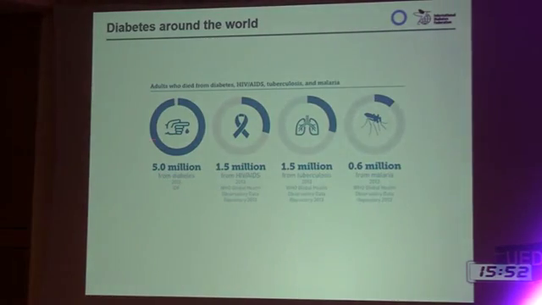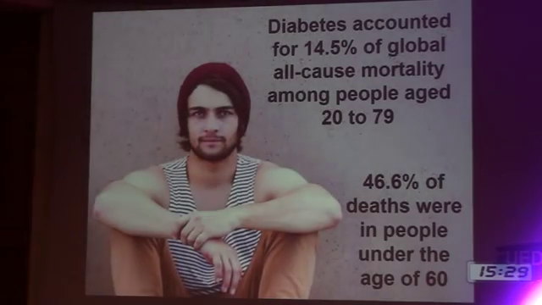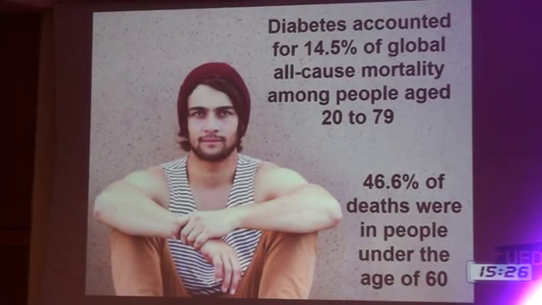So every year, 5 million people die from diabetes, which is much greater than the combination of 3 areas: 1.5 million with HIV, 1.5 million with TB, and 0.6 million with malaria. So diabetes is a high-risk condition for death. Diabetes accounted for 14.5% of global all-cause mortality among people aged 20 to 79, and 46.6% of deaths were in people under the age of 60, indicating there is a high percentage still occurring in the younger age population.